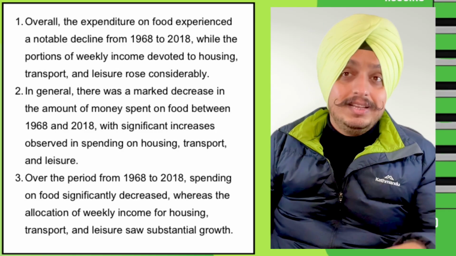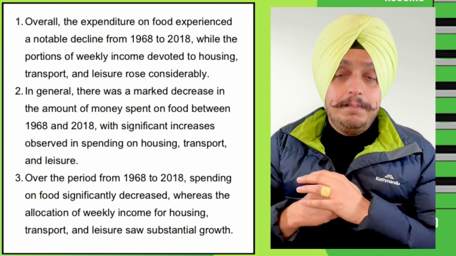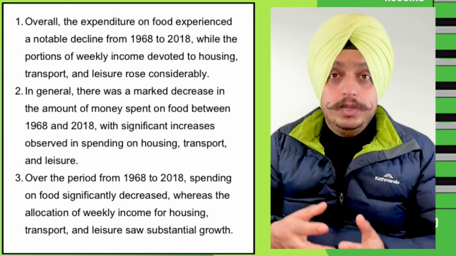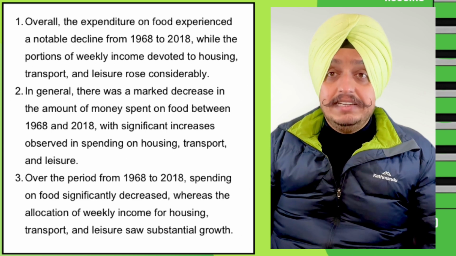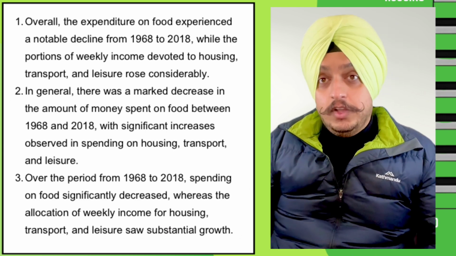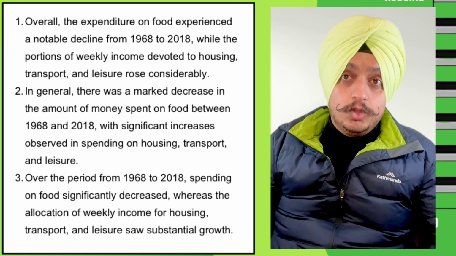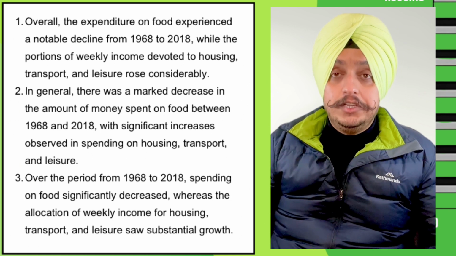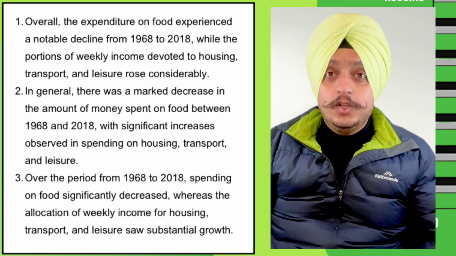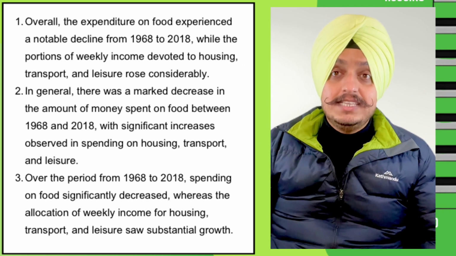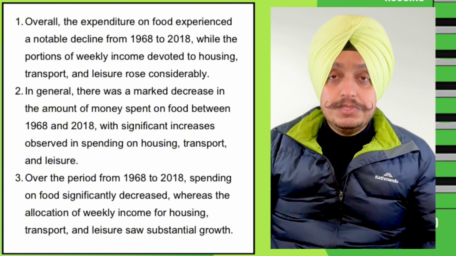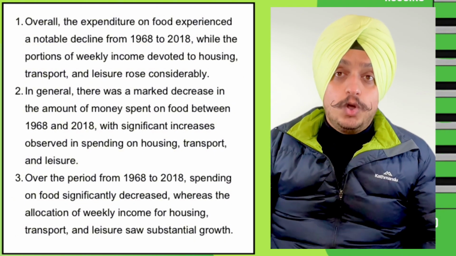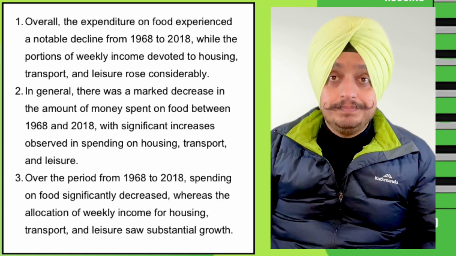Alright, let's look at some more examples. In general, there was a marked decrease in the amount of money spent on food between 1968 and 2018, with significant increases observed in spending on housing, transport, and leisure. Over the period from 1968 to 2018, spending on food significantly decreased, whereas the allocation of weekly income for housing, transport, and leisure saw a substantial growth.